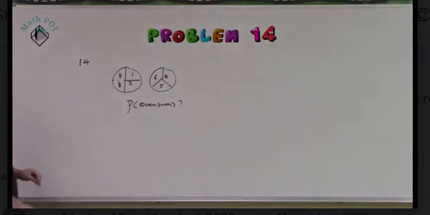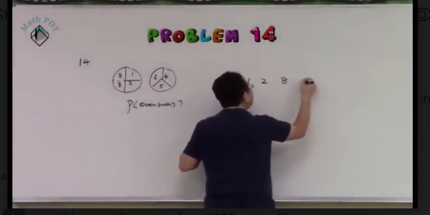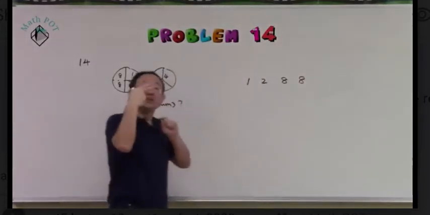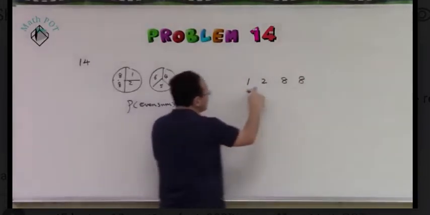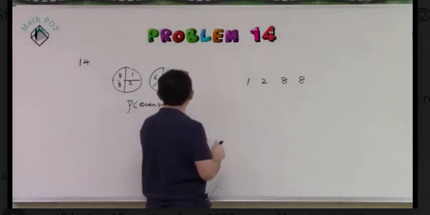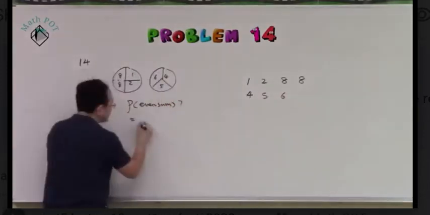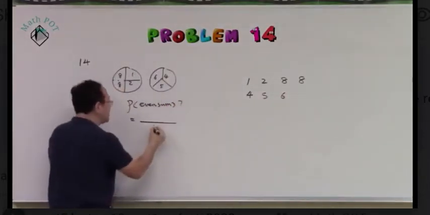That gives us what? The first number could be 1, 2, 8, and another 8. Make sure you get another 8. Now those 4 numbers are equally likely, because they have the same area. Next one, 4, 5, 6. Now clearly the total outcome is 4 times 3, which is 12.